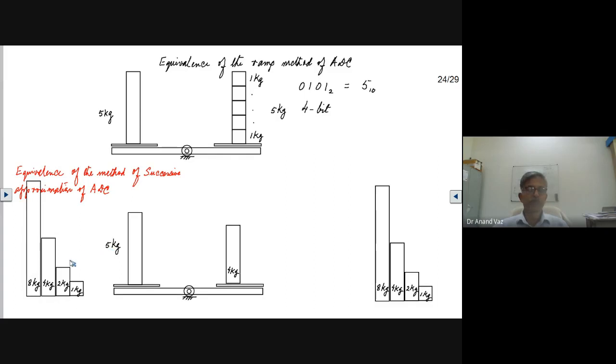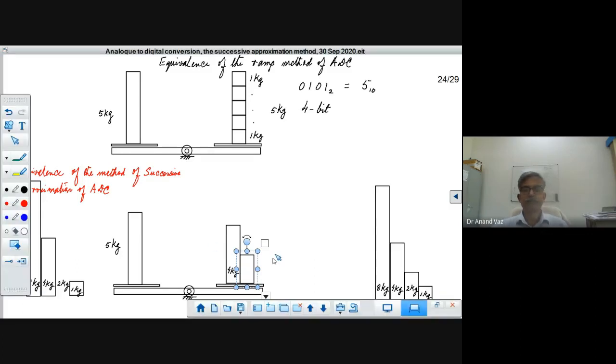So now we will take the 2 kg weight. This 2 kg weight. Place it here. Write it by hand. So this is 2 kgs.